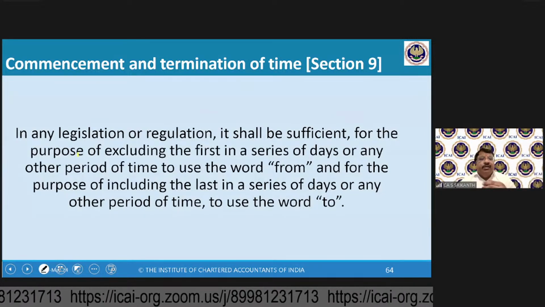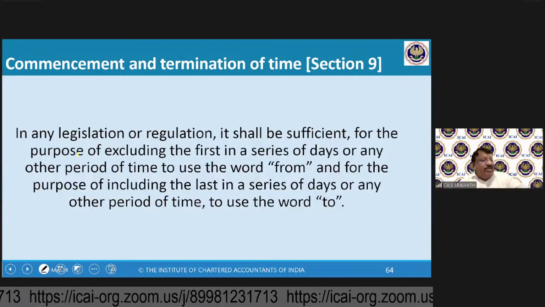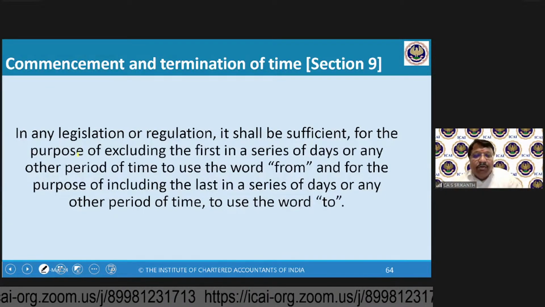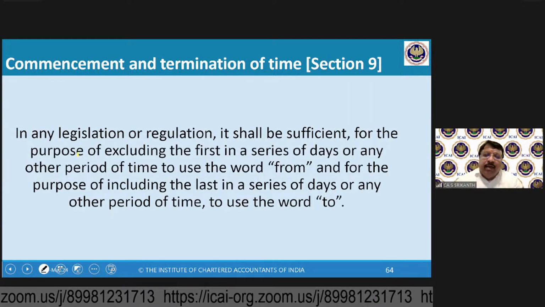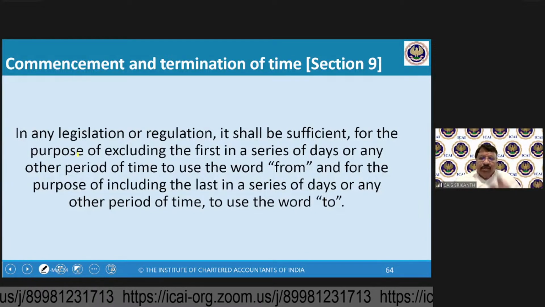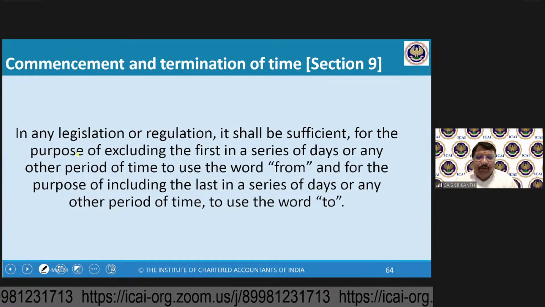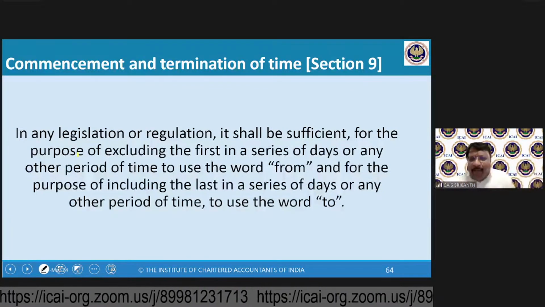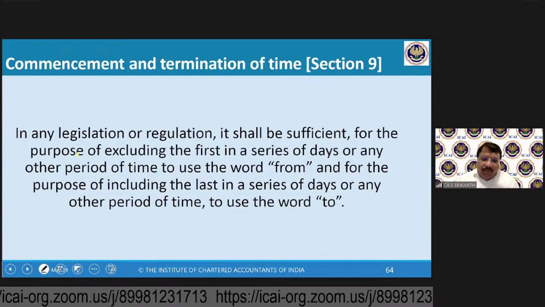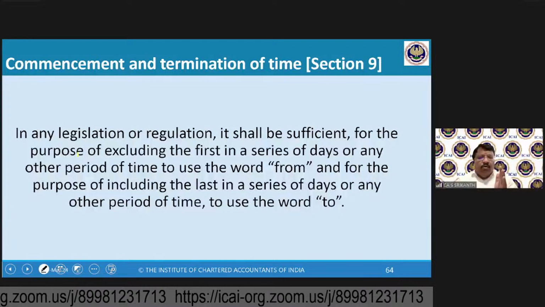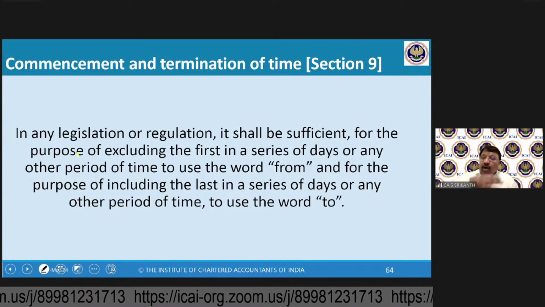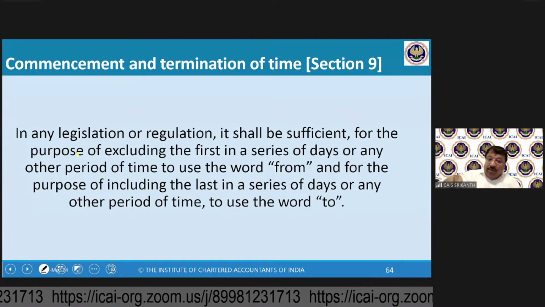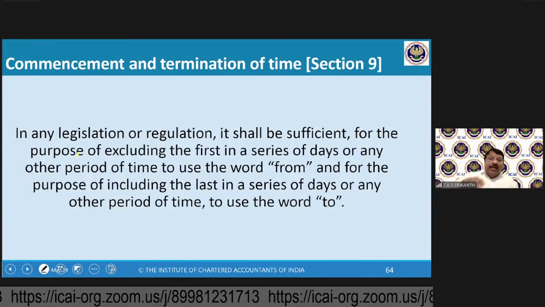In any legislation or regulation, it shall be sufficient for the purpose of excluding the first in a series of days, or any other time or period of time, to use the word from. So whenever the word from is used, you have to exclude the first in a series of days. And for the purpose of including the last, we will use the word to. So, from the 29th of May to the 3rd of June. From means the 29th of May is excluded, and to means the 3rd of June is included. The date from which is to be excluded, and the date to which is to be included.